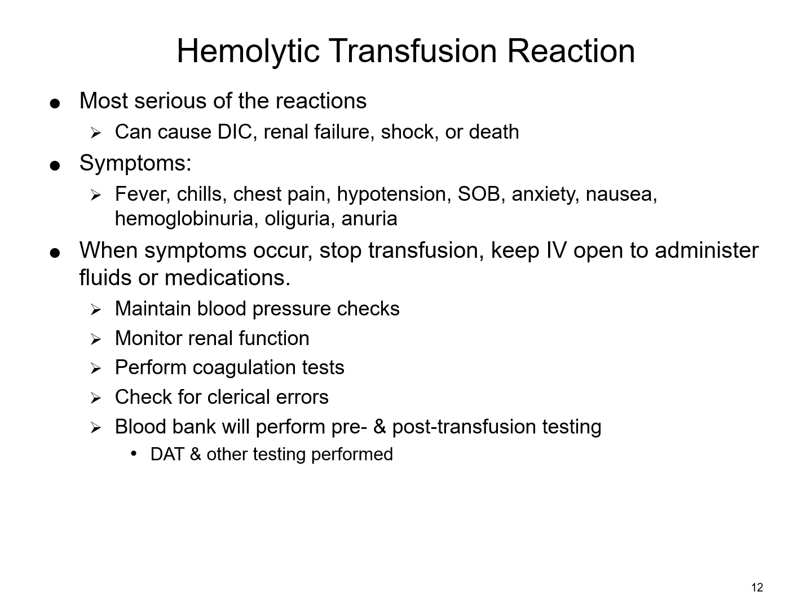When the symptoms are noticed, of course, you need to stop the transfusion and keep the IV line open in order to be able to administer any fluids or medications that may be necessary to treat that patient. You also want to continue to do blood pressure checks and monitor for signs and symptoms of renal failure. They're going to be observing the urine to see if there's any change in color, maybe perform coagulation testing, and check for clerical errors. And of course the blood bank is going to do their part as far as the pre and post transfusion testing. That's going to include DAT and other testing. With the DAT, we're looking for in vivo coating of those red cells.